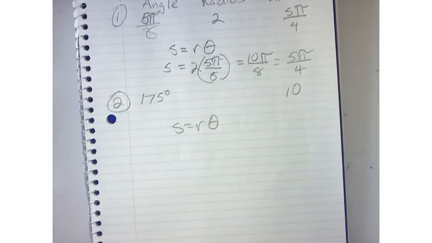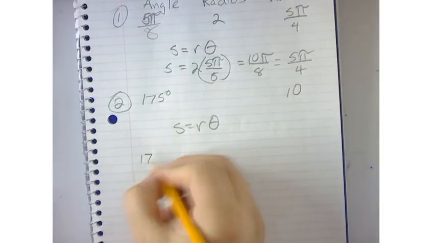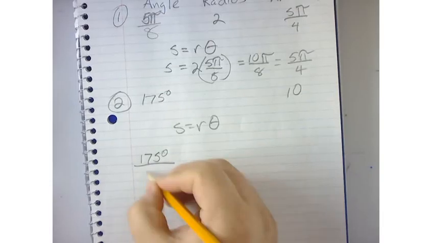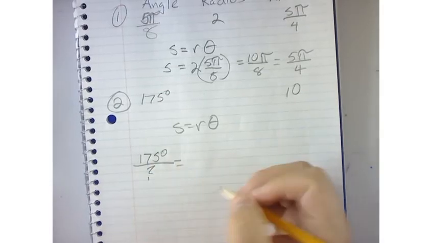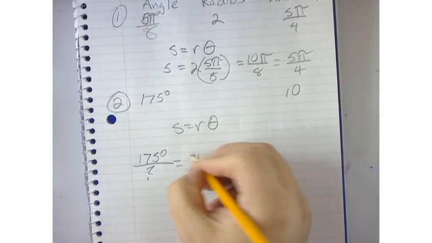So it's still standing room only, but the problem is that theta needs to be in radians. So there's lots of ways that you could do this. You could do this on your calculator if you're lazy, but 175 degrees equals something in radians. What's the relationship between radians? Pi over 180.